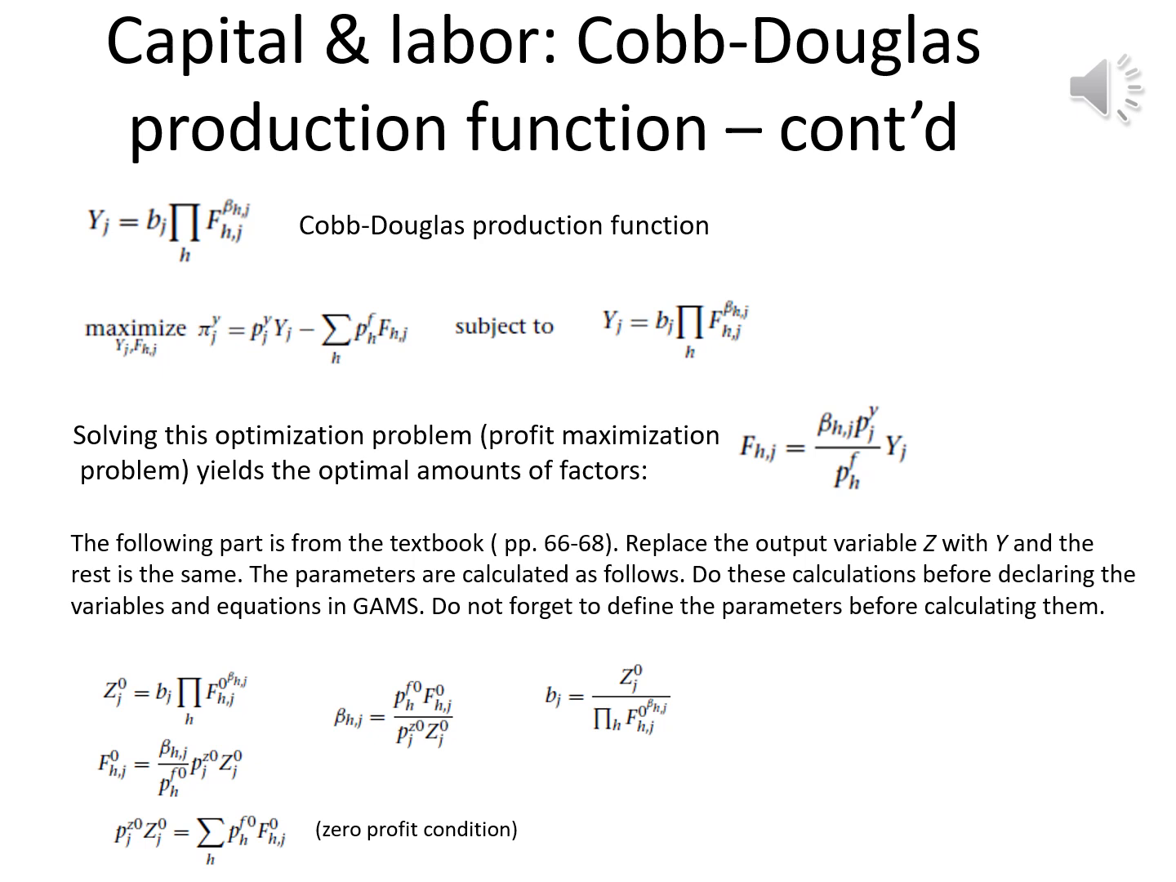P sub H superscript F times F sub H superscript 0. You will see this multiplication and then summing over H. H is the factors. Basically, these are payments made to factors of production. So payments made to capital plus payments made to labor. If you add payments made to capital and labor, in total, they sum up to total factor payments. Total factor payments are actually costs of value added.